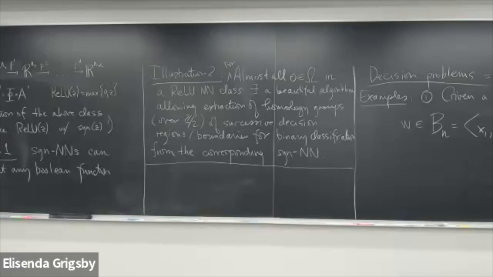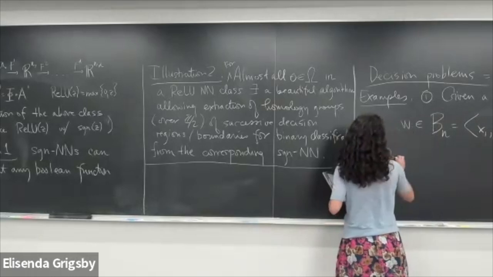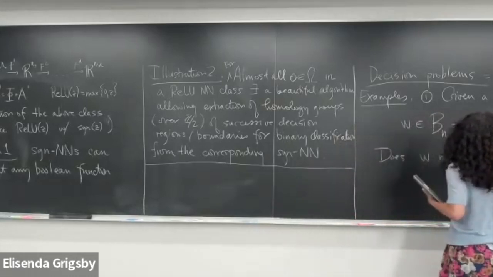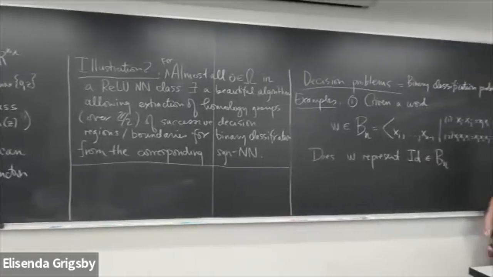So you might ask, given a braid word W, is it the trivial braid? Does W represent the identity in the braid group? There's an interesting example of a decision problem.